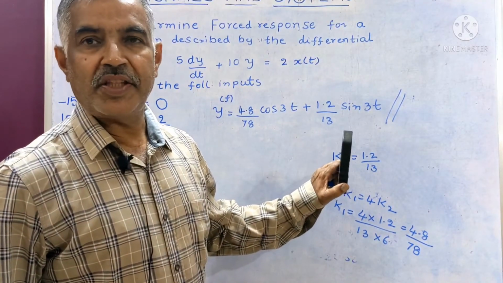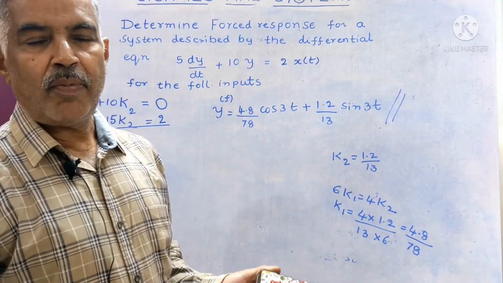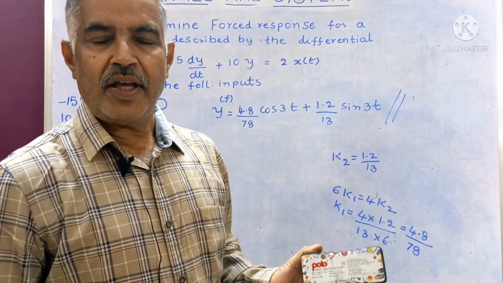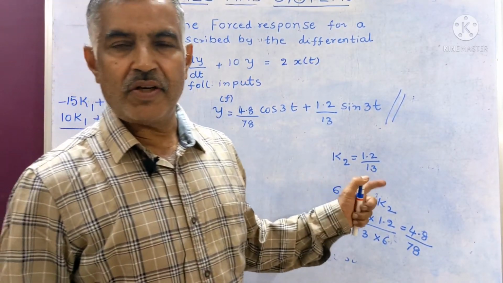Okay, now all three problems are over. In the next class I will take a problem with an exponential input and a natural response having a factor which is present in the particular solution.